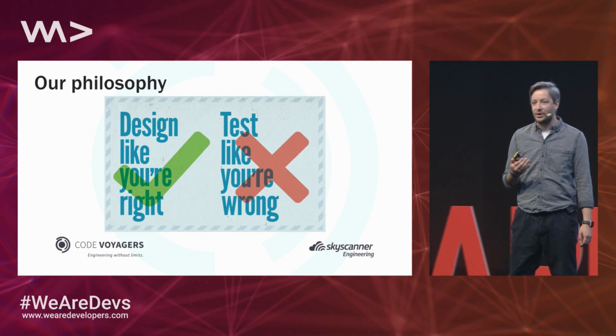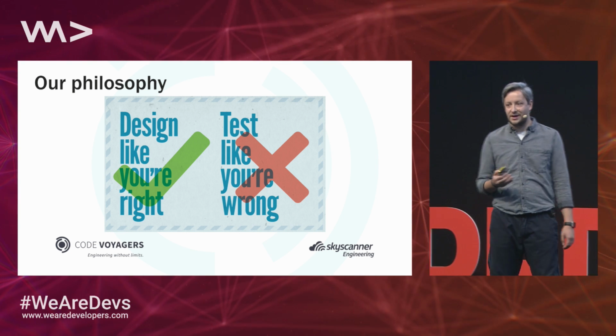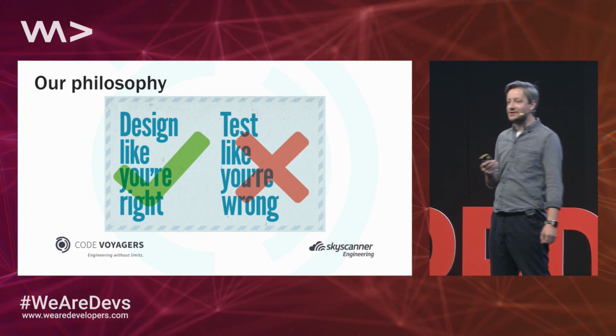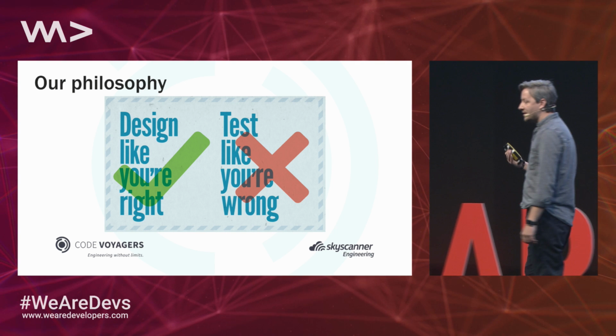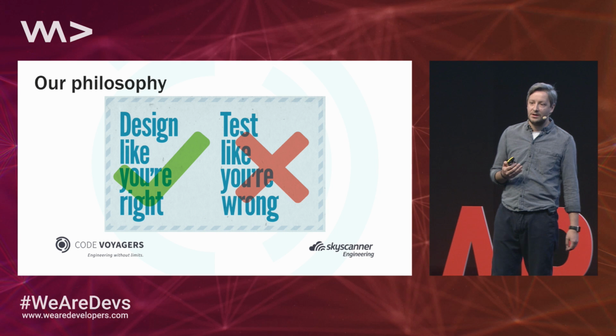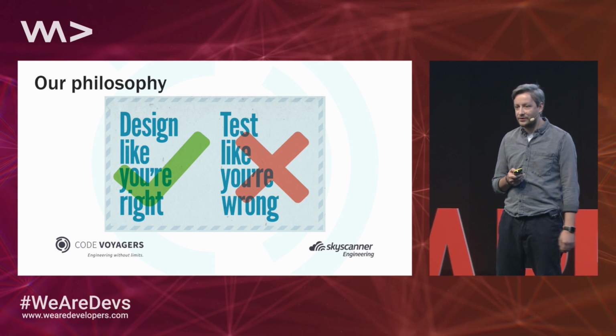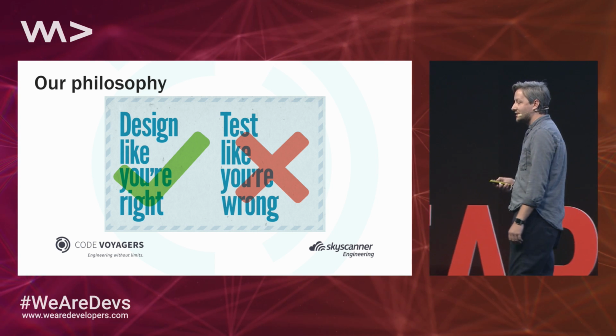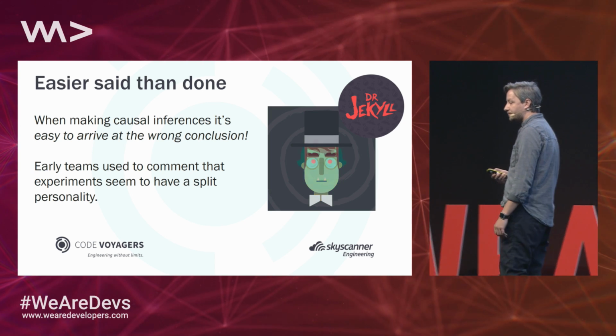But as soon as we come to deploy, then we want to switch into the science mode. OK, we are scientists was the opening tag. Then we want to test like we're wrong. We want to say, OK, how can we see if that thing is right? How can we try and disprove it rather than prove it? And you'll see why that's important over the next couple of examples.